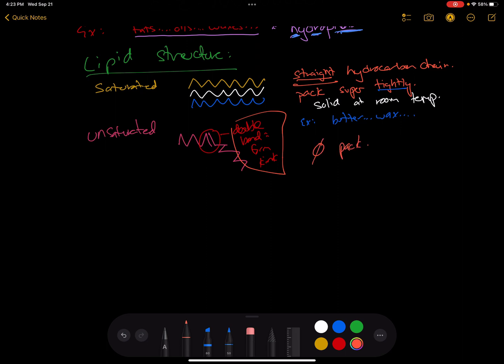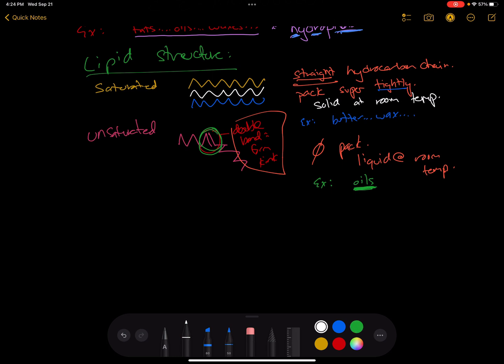And if they can't pack super tightly and they just slide past each other, that means they are liquid at room temperature. And if I'm liquid at room temperature, think about what types of fats are liquid at room temperature. These would be my oils primarily. And the reason oils are liquid at room temperature is because somewhere in their hydrocarbon chains, they have a double bond, which makes them kink.